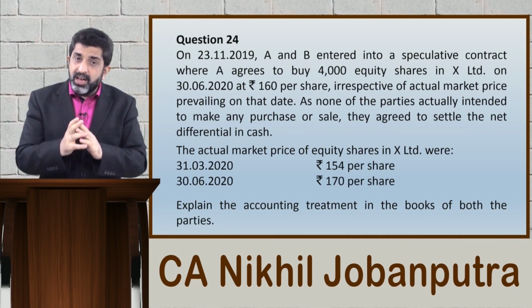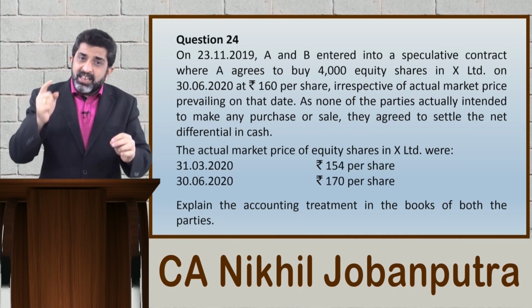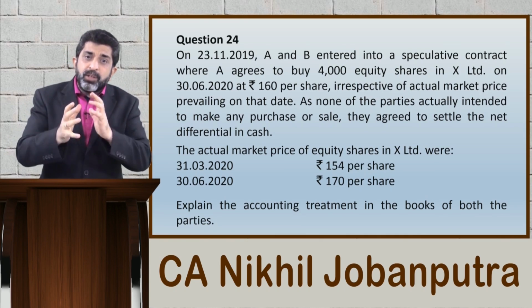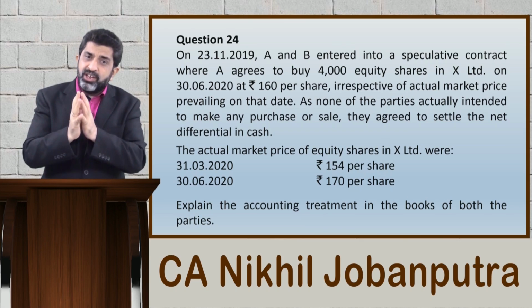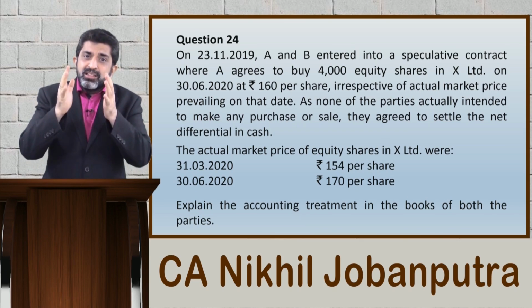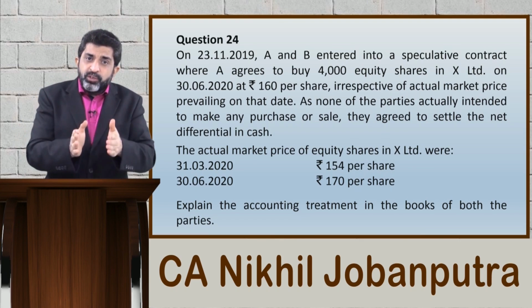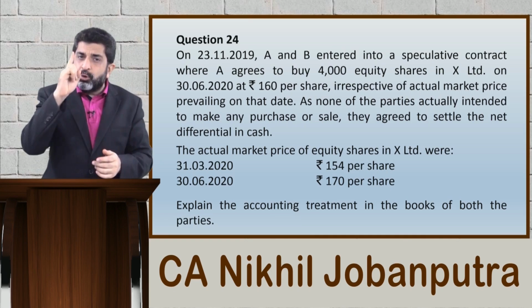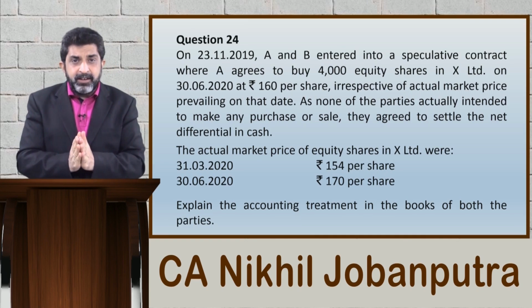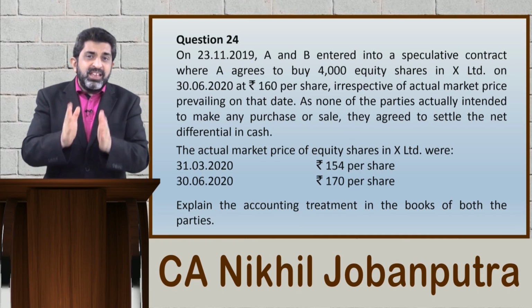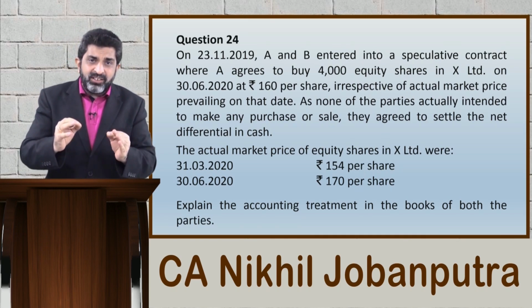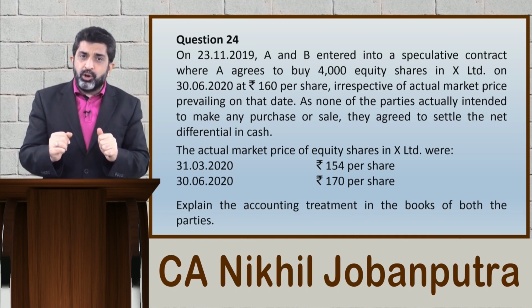Now, the other fact given in the question is that none of the parties actually want to purchase and sell. That means the parties are just interested in speculation. They have used this forward contract only and only with a speculative intent. As a result, this will not attract the regular way of purchase or sale.